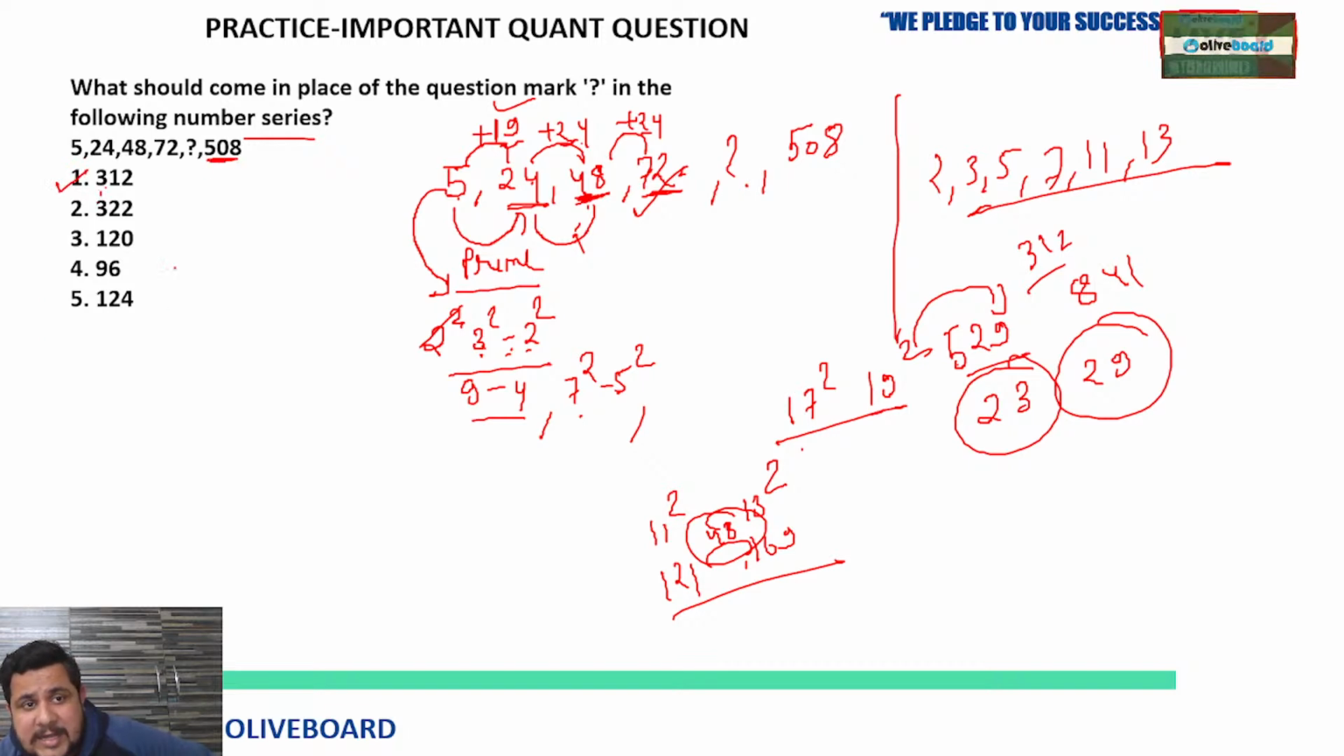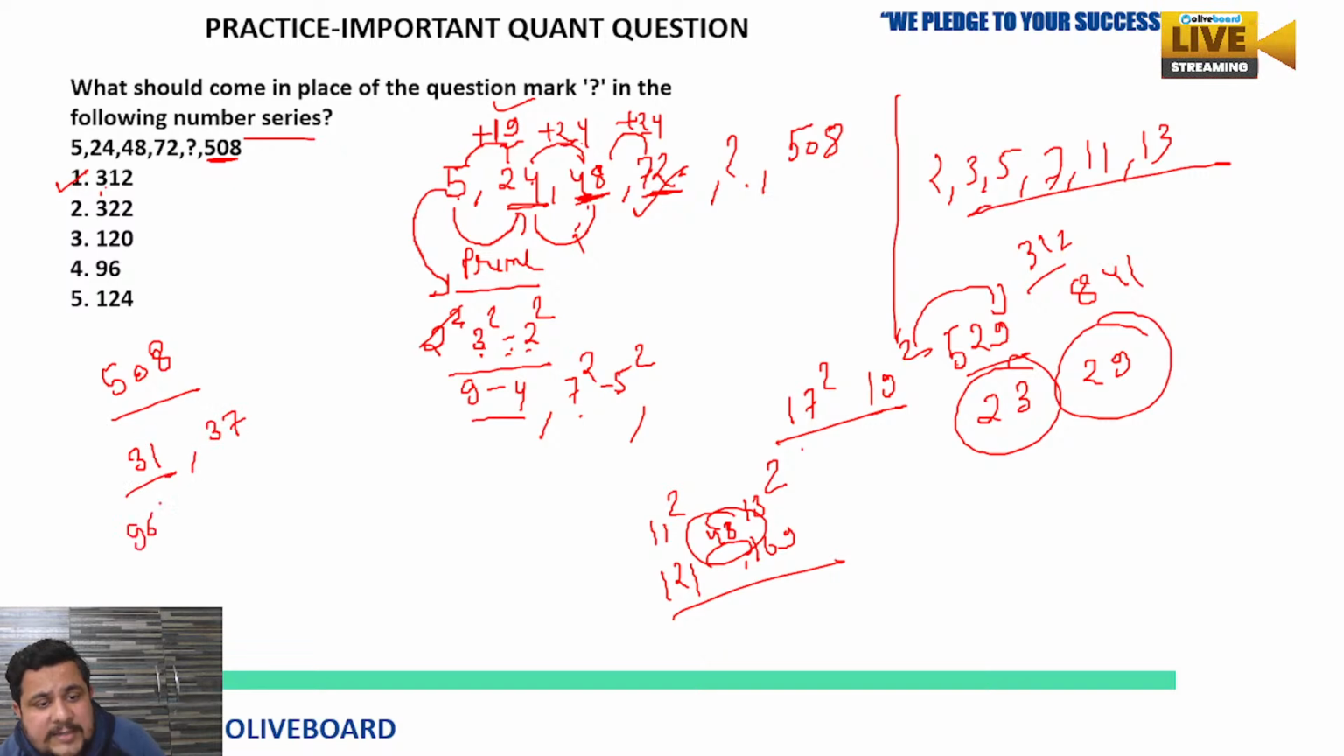Now check the last one also, 508. That must be the difference between what? The next two prime numbers after 23 and 29. So that will be 31 and 37. So the square of 31 is 961. That you have to remember. As I always say, you have to remember the squares from 1 to 40 and cubes from 1 to 25. Is this clear to all of you?